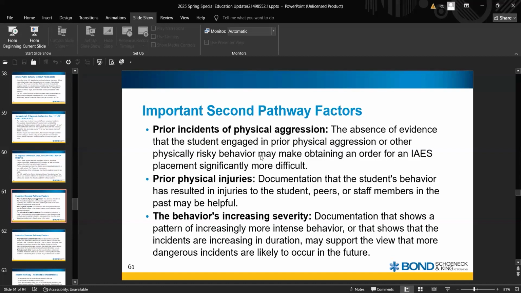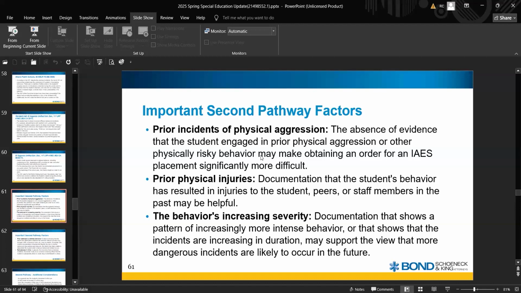So here are some important factors. If we look at the case law, these are the takeaways. Prior incidents of physical aggression don't always have to be present, but the absence of physical aggression is going to make attaining an order for an IAES much more difficult. Prior physical injuries, documentation that the student's behavior had resulted in injuries to students, peers, or staff in the past may also be helpful. Again, not saying you have to wait until that happens. It's an uncomfortable situation to be in. Certainly if you're concerned, and I totally get it. But this is what the case law says. We're dealing with students with disabilities and they have rights. So these are generally speaking the factors and the evidence required to get a student removed.